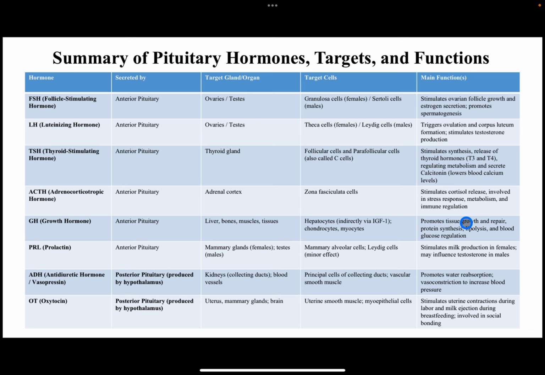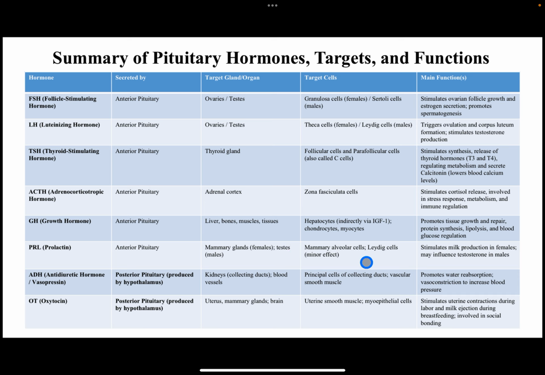And it promotes tissue growth, tissue repair, protein synthesis, lipolysis, and blood glucose regulation. Then prolactin, which is also produced in the anterior pituitary. This hormone actually targets the mammary gland in females, and then the testes in males.